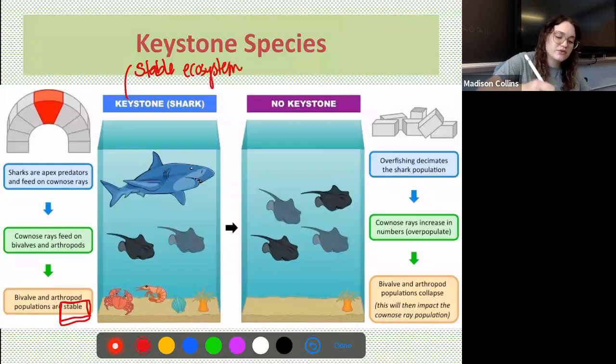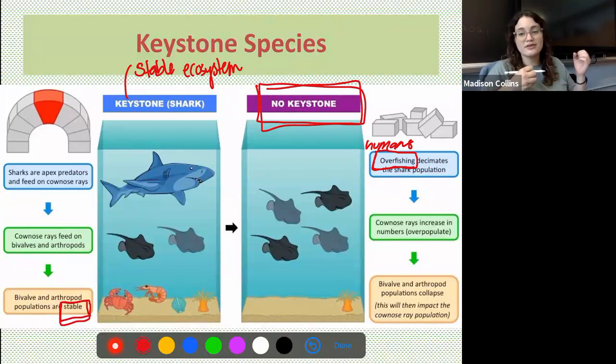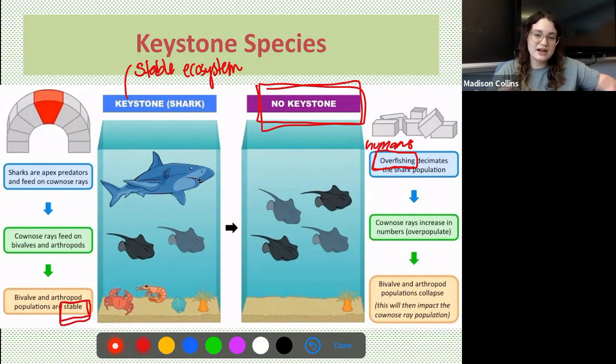But what happens when we remove that keystone species from an area? Well, first we need to know that they're removed from an area due to overfishing, which again is a result of human activity, where humans come in and overfish and fish more of these sharks faster than they can maintain their population size. Okay, so we're fishing more than they are reproducing. So because of this, this decimates the shark population and completely removes them from this ecosystem. And what effect does that have on the cow-nose rays?